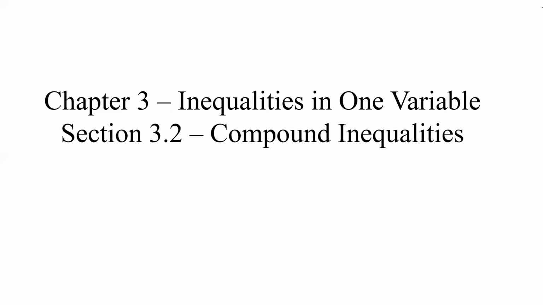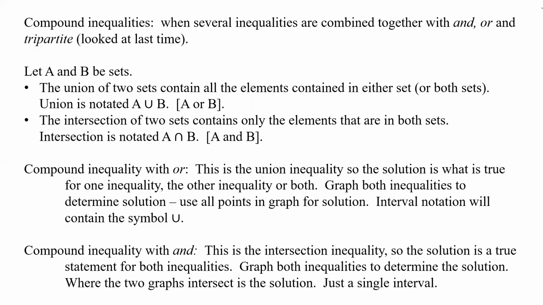Okay, today we're continuing chapter 3 with inequalities in one variable, and this is section 3.2 on compound inequalities. So compound inequalities are when there are several inequalities combined together. We can combine them with and, or, or what we looked at last time, which is the tripartite, and that's kind of like an and. So that's going to be similar to how the and works.